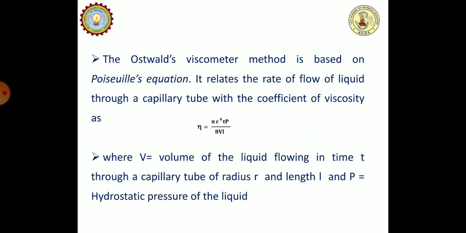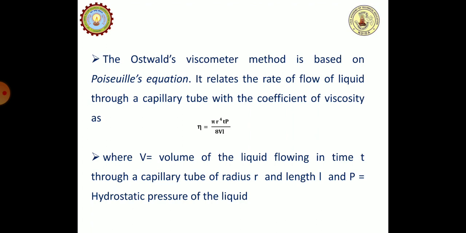In order to determine the coefficient of viscosity of a given liquid, we are going to use the Ostwald viscometer. There are several types of viscometer. To determine the viscosity of a given liquid in our experiment, we are using the Ostwald viscometer. This method is based on Poiseuille's equation. What is that equation? You can see the equation on the screen.